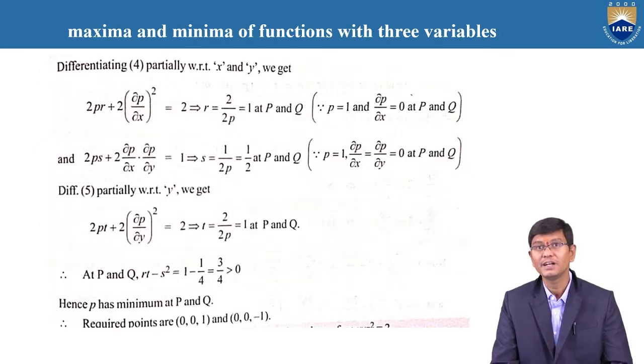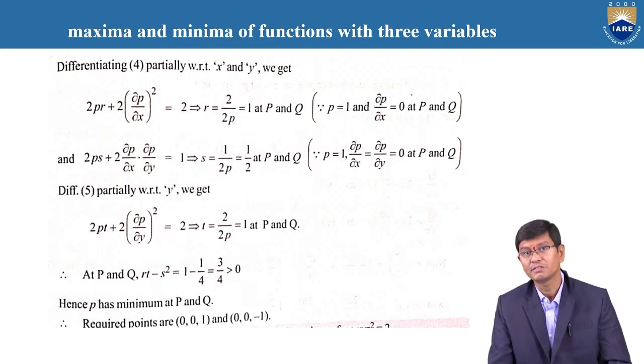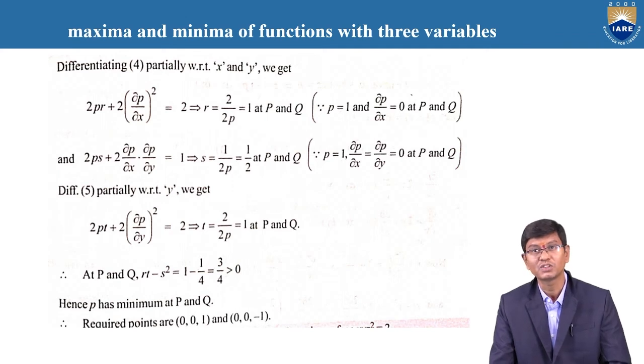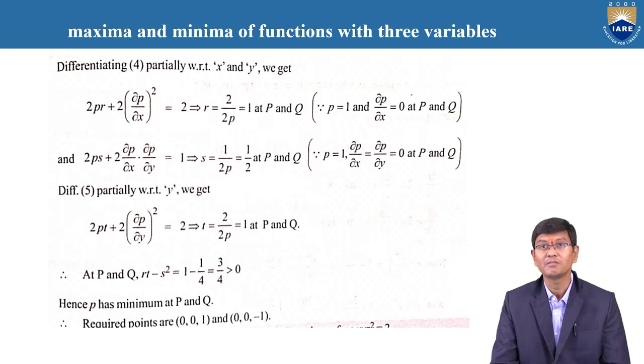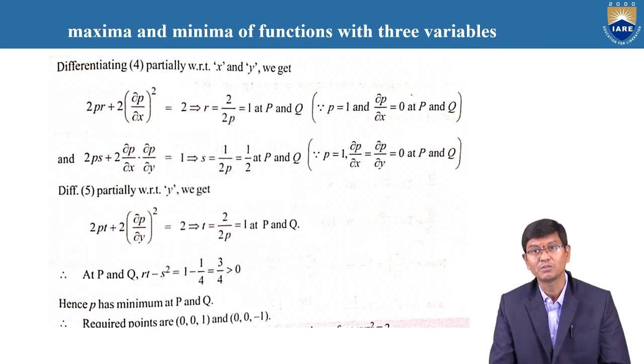And once again, we need to find out r comma s comma t. Therefore, according to the derivative of the fourth equation with respect to x and y partially, r is equal to 2 by 2p, which is equal to 1, and s is nothing but 1 by 2p, which is equal to 1 by 2, and again t is also 2 by 2p, which is equal to 1.